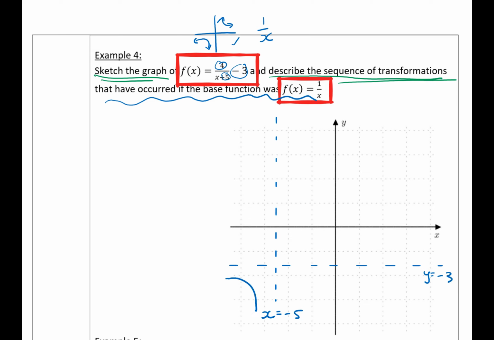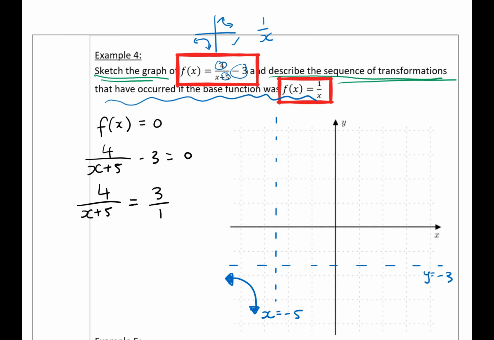I know this one's fine, but what I don't know are my x-intercepts. Because this asked me to sketch, I do need to be careful about this and I do need to show them. So, in order to do that, remember my x-intercept will occur where y equals 0. So I'll simply do this in black. Where does y equal 0? 4 over x plus 5 minus 3 equals 0. So 4 over x plus 5 equals 3. I'm going to put that over 1 because that's just 3.